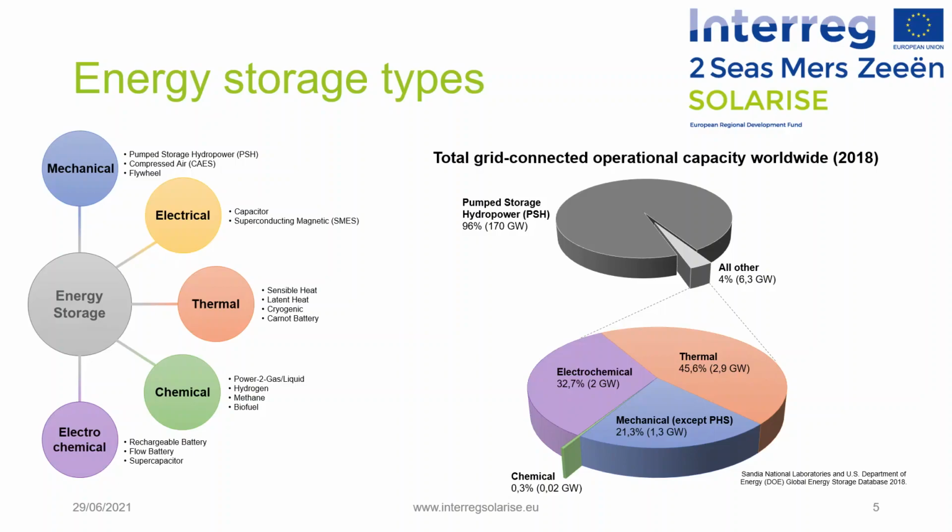But before going a bit further into the different battery technologies, it is important to remind ourselves that in practice, almost all of the grid-connected operational storage capacity in the world is under the mechanical form through the pumped storage hydropower technology, with around 170 gigawatts. The rest of the operational storage capacity is distributed between the thermal form, some other chemical forms, and the electrochemical form that represents around 2 gigawatts.